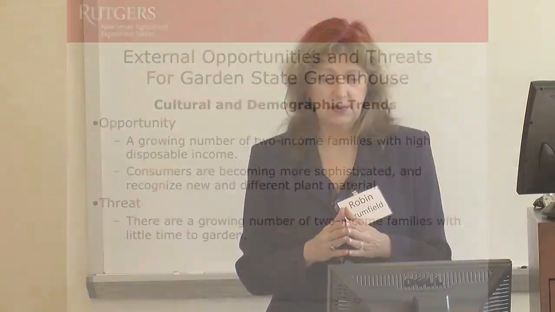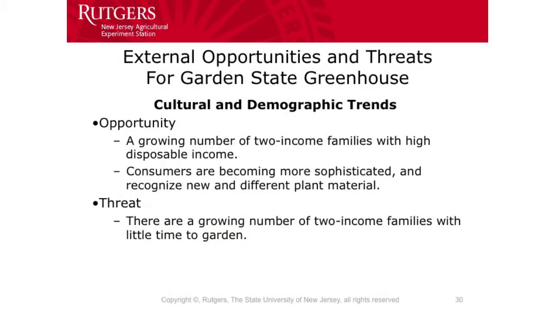Good, okay. So for this particular greenhouse, again, we made categories, and one of them was cultural and demographic trends, and an opportunity is the two-income family phenomenon. So they have money to spend, and another thing is consumers are getting more sophisticated. They don't just want plants from Walmart. They may buy nice quality ones from her, and they recognize good material. The downside of this two-income family is even though they have money, they don't have time, so they may not be interested in gardening. So we may want to do some things for them, like container gardening and things like that. So again, thinking of ways you can turn those weaknesses into a strength.